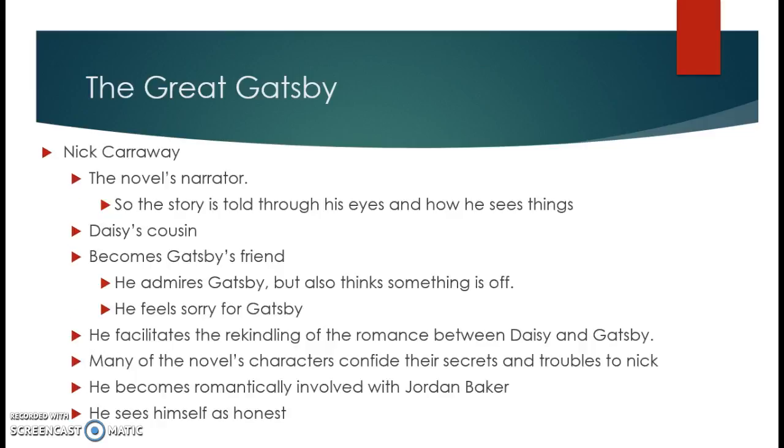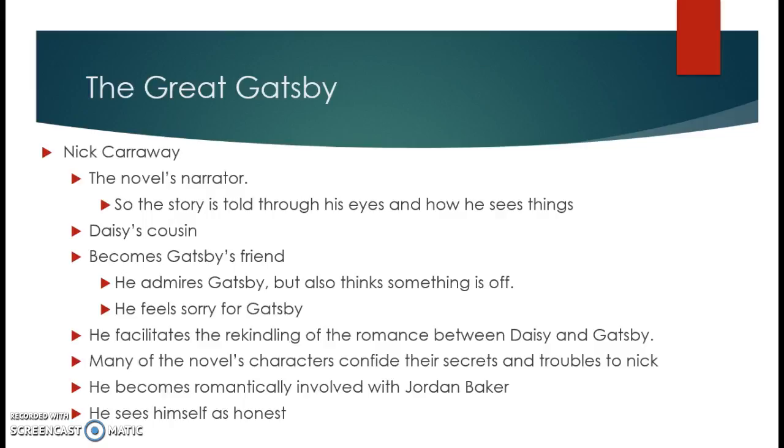So then we have Nick. Nick is the novel's narrator, Nick Carraway, and so the story is really told through his eyes, and it's how he sees things. He's Daisy's cousin. He also, like you said, becomes Gatsby's friend, and he admires Gatsby, but he also kind of isn't always sure that Gatsby's telling him the truth, and he also kind of feels sorry for Gatsby too, especially at the end, at the funeral, when no one shows up.